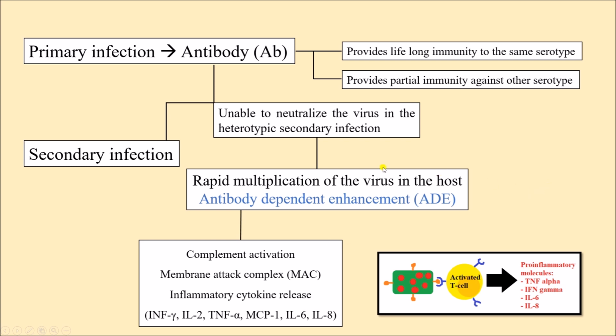All right. So this is how secondary infection with a different serotype helps in rapid multiplication of the virus in the host, leading to release of inflammatory cytokines or different pro-inflammatory molecules, but in this case in much higher concentration or much higher amount.